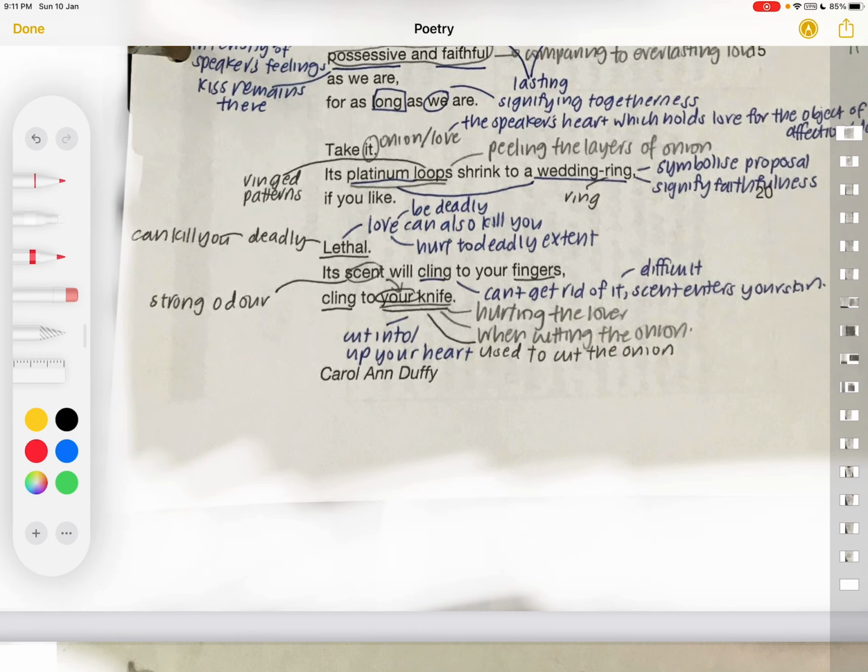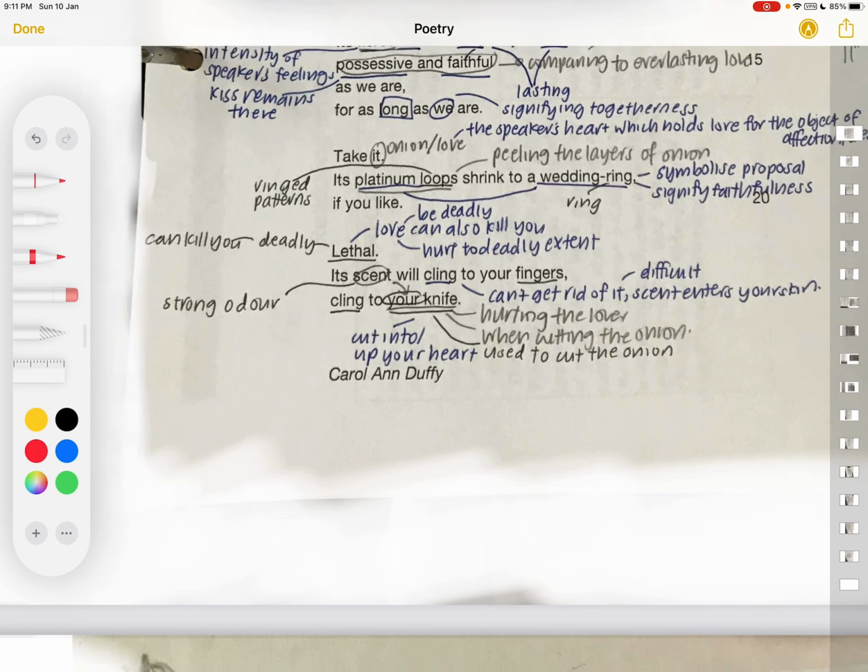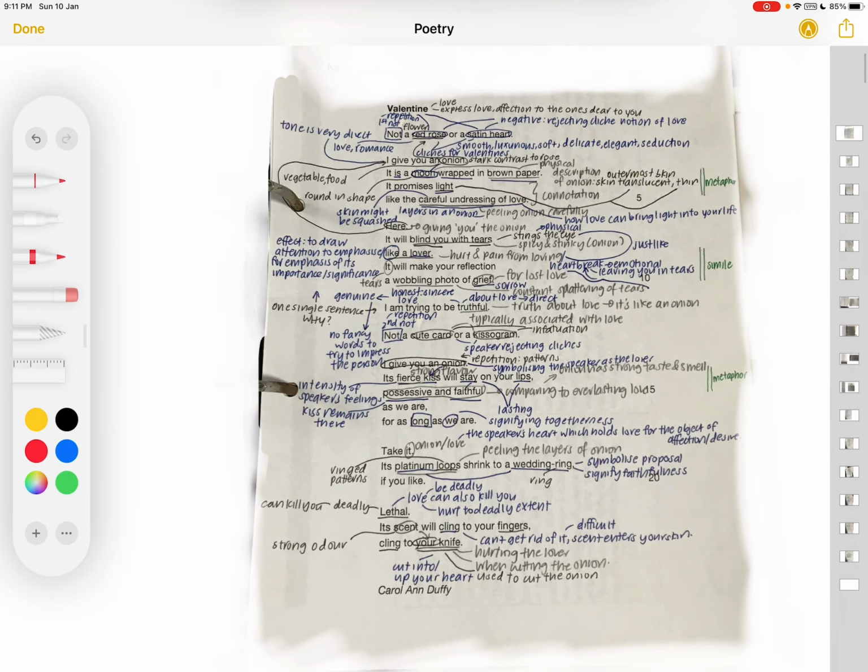The last line is very impactful: "cling to your knife." So the connotation of the knife is hurting the lover, and also when cutting the onion, the scent might stay on the knife for long after you cut the onion. And the knife is also used to cut the onion, but it also in a sense symbolizes how a knife can be used to hurt someone even in love, so it can be used to cut up your heart. So this is a summary of the poem "Valentine" by Carol Ann Duffy.